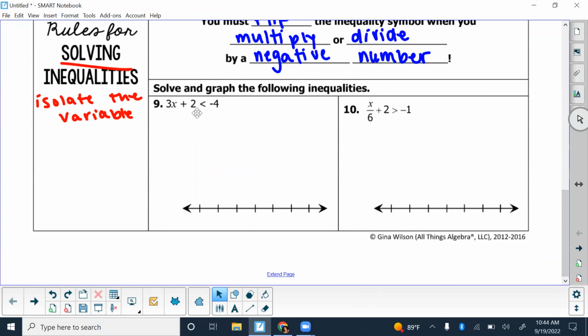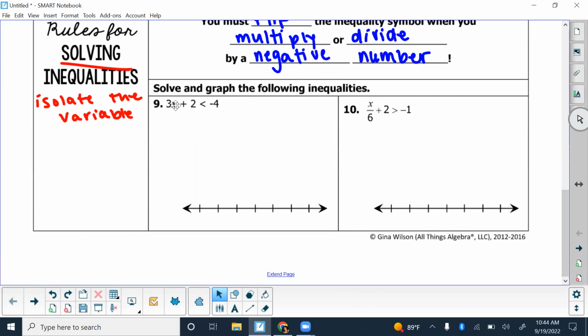In this first one, we want to get the x by itself. For these, you're going to want to treat the inequality symbol like an equal sign. Don't touch it at all, just bring it down each time, unless you multiply or divide a negative number on each side of the inequality. So not just in general, it would have to be on each side.